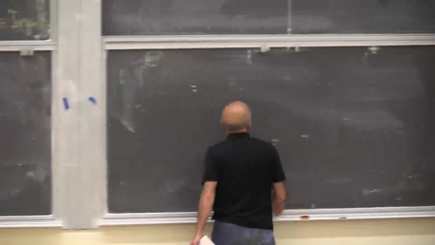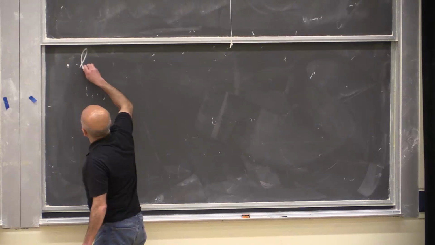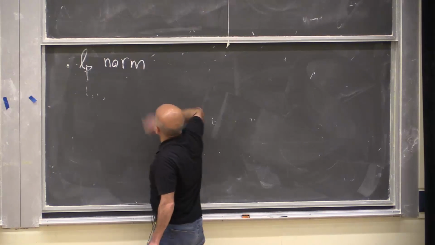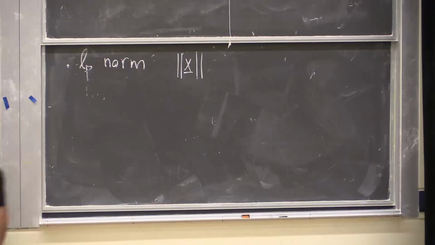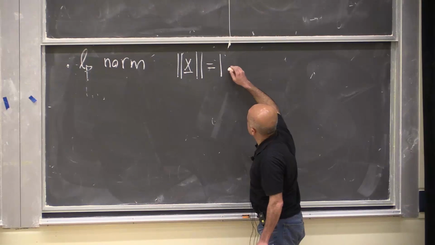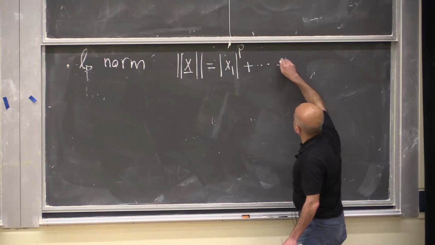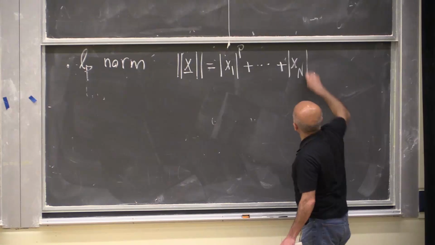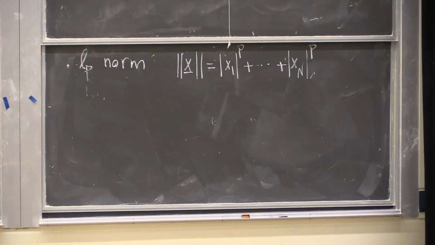Another kind of norm is called an LP norm. And the LP norm of a vector, I should have put an underscore here, the LP norm of a vector is the sum of the absolute values raised to the power p. Now, some of these might look bizarre to you, but they all have applications in dynamic systems and control.